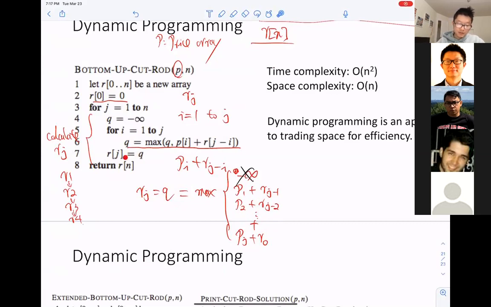Okay, so with this, in each iteration of the for loop, we'll be able to calculate Rj. We first calculate R1, then R2, then R3, etc., until we calculate Rn. When j reaches n, we have calculated the highest revenue for a rod of length n, so we just return Rn. That's the end of the program.